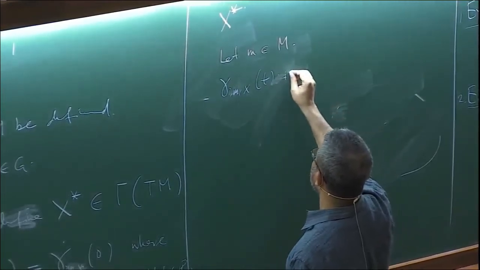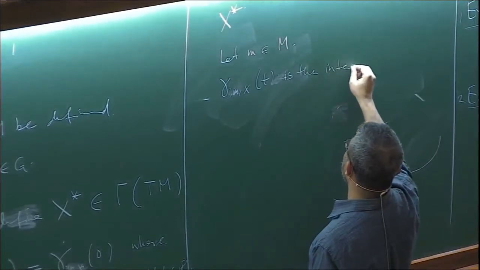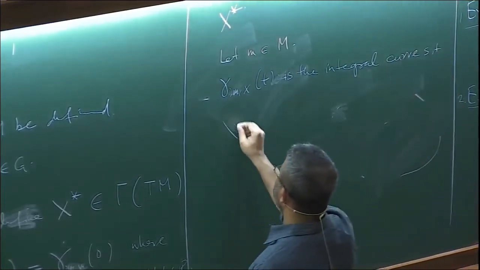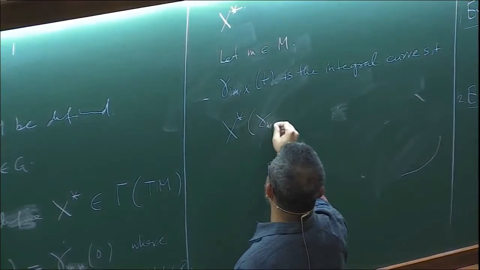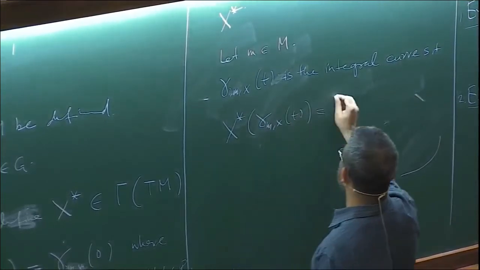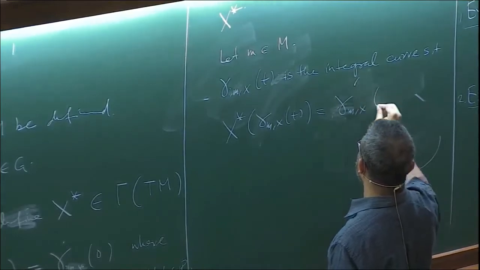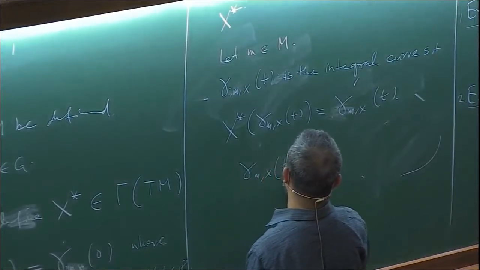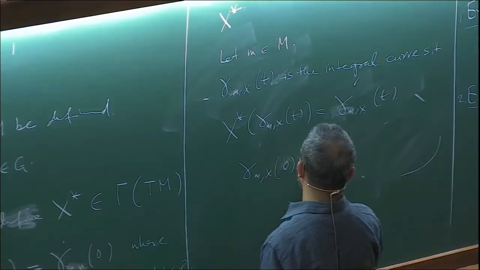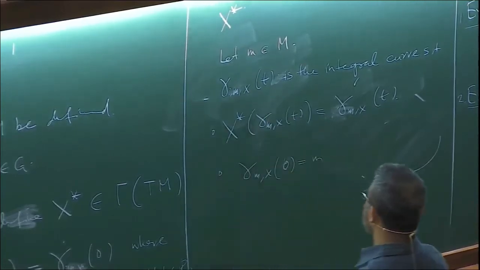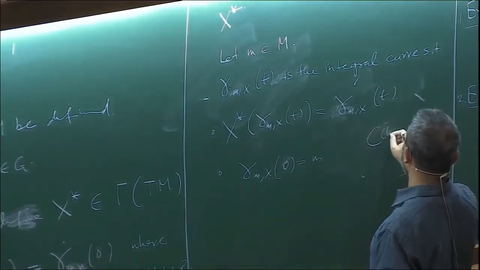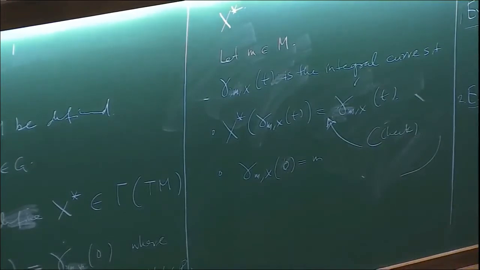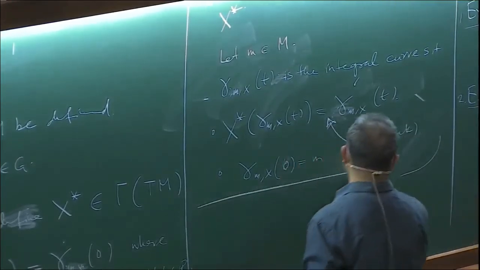It is the unique curve such that X*(γ_{m,X}(t)) is going to be γ_{m,X}'(t), and γ_{m,X}(0) is m. This one you need to check; it needs a little bit of checking. This part is obvious. And what is the flow?